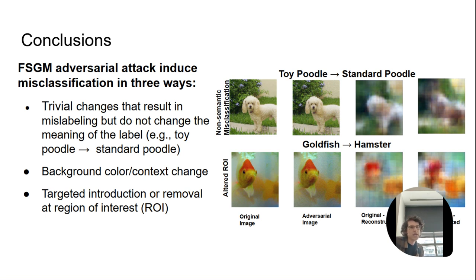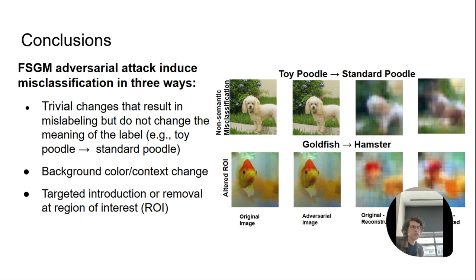The last one is perhaps the most concerning, and it's this targeted introduction of removal or addition of pixels at a region of interest. You can see on the bottom row, this goldfish ends up being misclassified as a hamster, and the major perturbation appears to be in the middle between the two orange blobs, and that isn't present in the reconstruction of the original image. But these are the vast minority of cases.